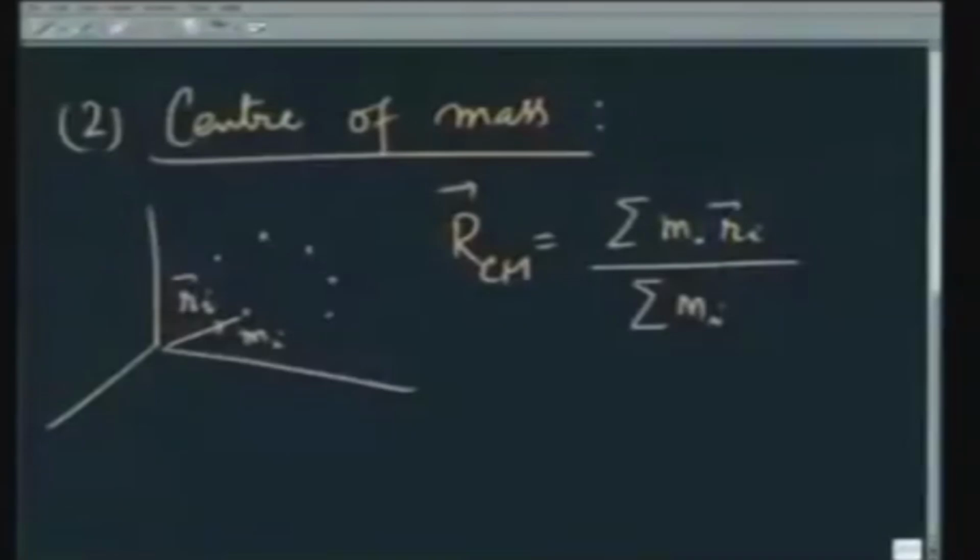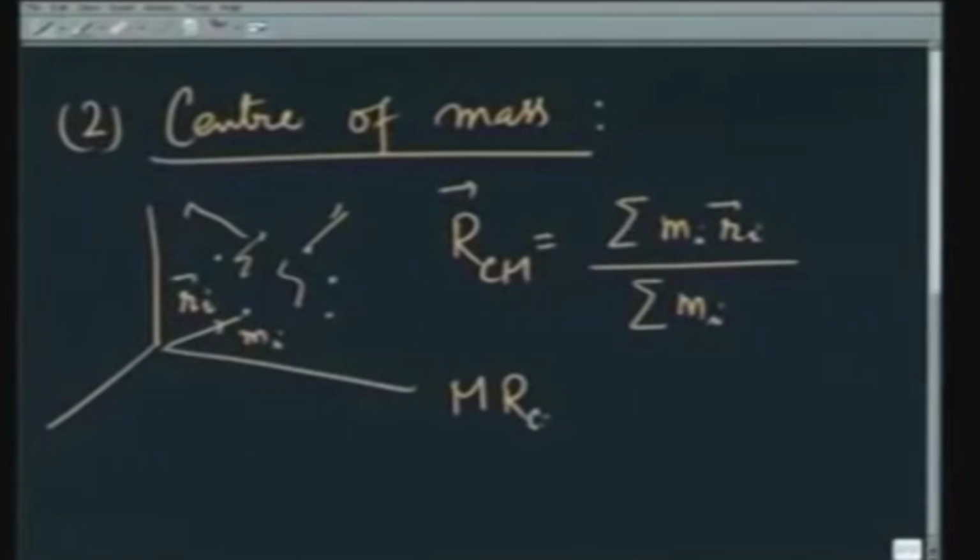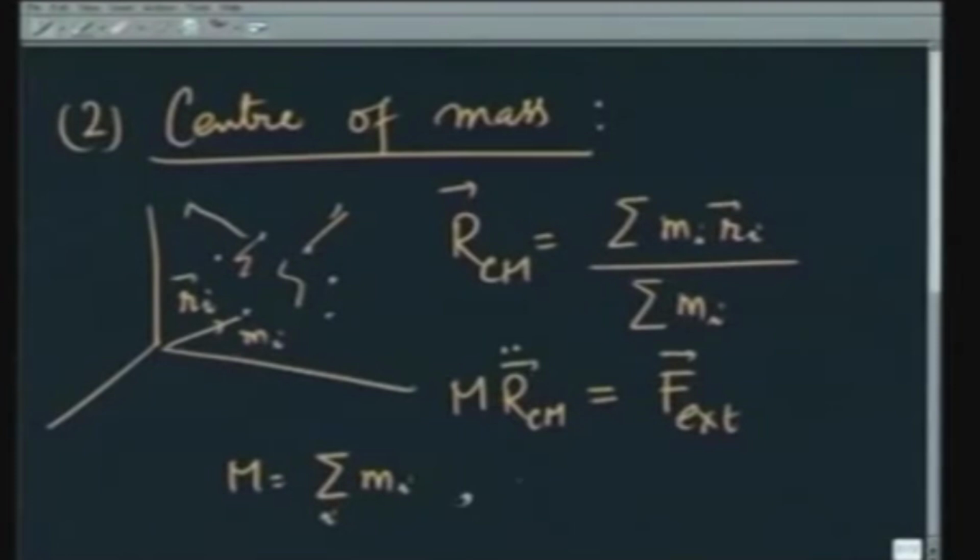The beauty of center of mass was that if I apply an external force, no matter how these particles are moving, they may be doing anything, the body may be deforming, the orientation may be changing, but the center of mass always moves as if the entire mass is sitting there and the net force F external is applied there, where m is the total mass of the system and F external is the net force, that is the summation of F external i on each individual.